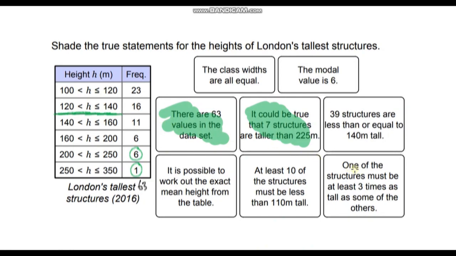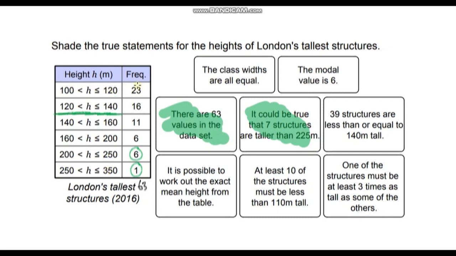Now the last statement says one of the structures must be at least 3 times as tall as some of the others. So again, we don't know what the individual heights of the buildings are, but we do know that the smallest building will be between 100 and 120 metres, and the biggest building is going to be between 250 and 350 metres. So they're saying that the biggest one is at least 3 times as big as the smallest one. So let's try and disprove this statement by finding the minimum possible difference between the biggest and the smallest structures. And to do that, we're going to be looking at the biggest possible height for the smallest building and the smallest possible height of the biggest building.